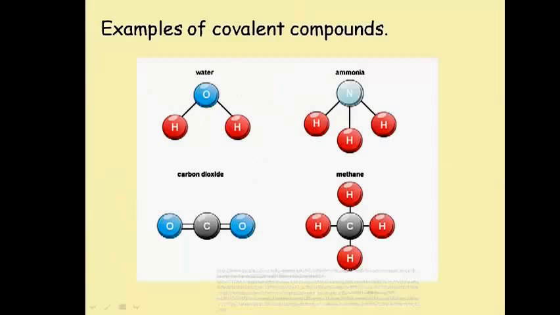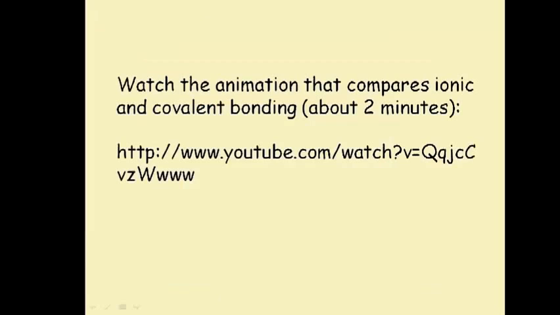Here are some examples of covalent compounds. Water made of hydrogen and oxygen, ammonia made of nitrogen and hydrogen, carbon dioxide made of carbon and oxygen, and methane made of carbon and hydrogen. Watch the animation that compares ionic and covalent bonding. It takes about 2 minutes.